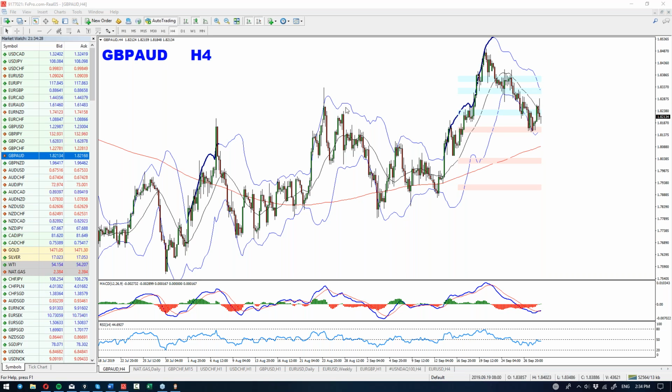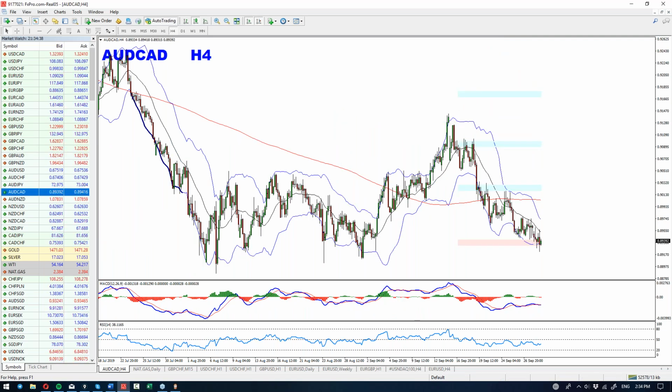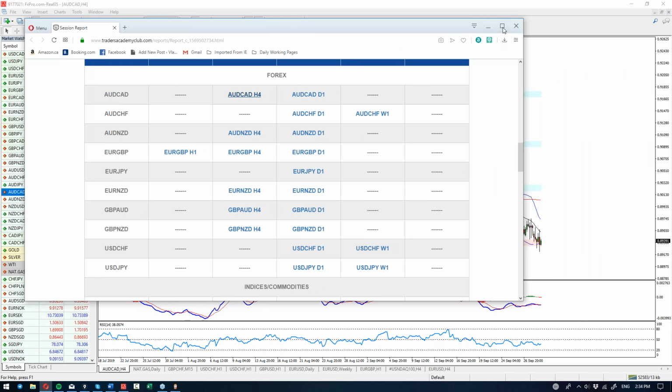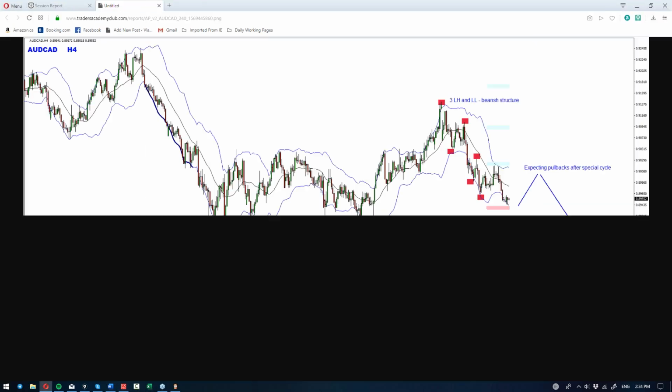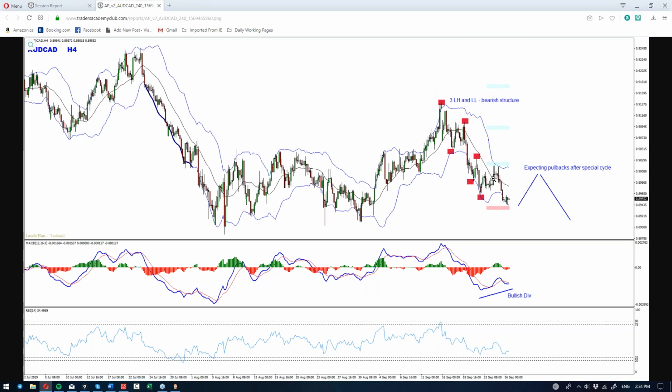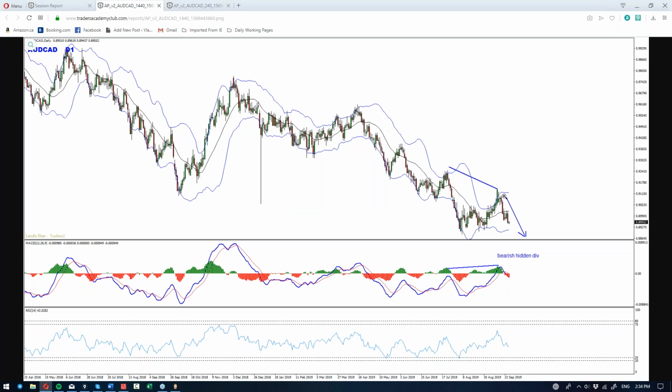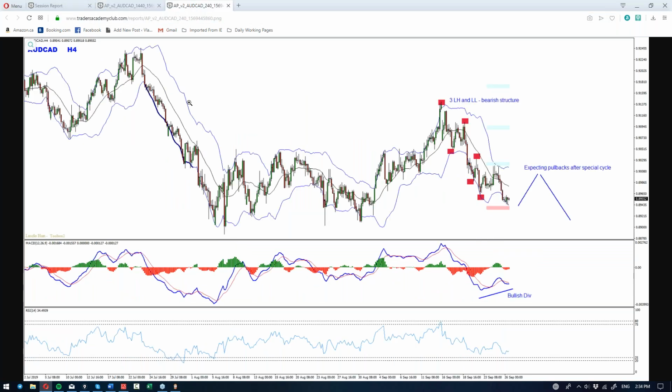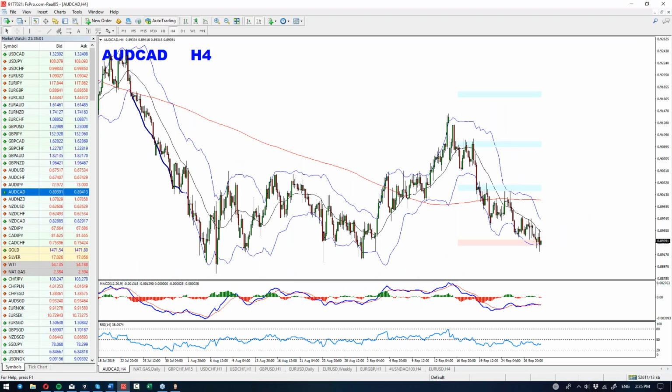So let's start. Aussie versus CAD. It doesn't open here. Okay, let me bring in the report. That was what we expected to see after the lower highs, lower lows, pullbacks, and continuation lower based on the bearish pressure of the daily divergence. However, what happens with, well, this pair delivers right here.